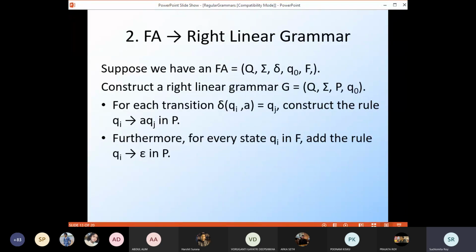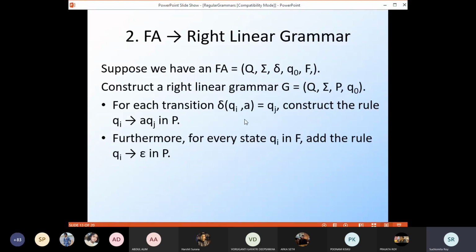Before the example, let's look at the opposite direction. That is when you have a finite automata and you're creating a right linear grammar. So we have the finite automata, input alphabet same as T, or sigma. And states remain the same. Q0 becomes the start symbol, and P we have to produce. So we are doing just the opposite of what we have just done in the previous slide. For each transition in the finite automata, you are given the finite automata and you're producing the right linear grammar.